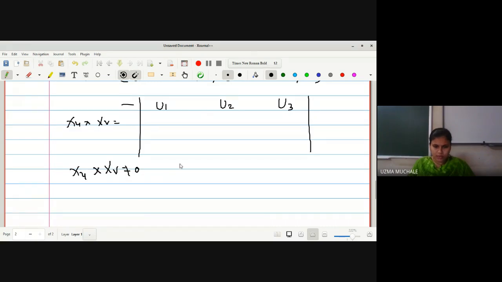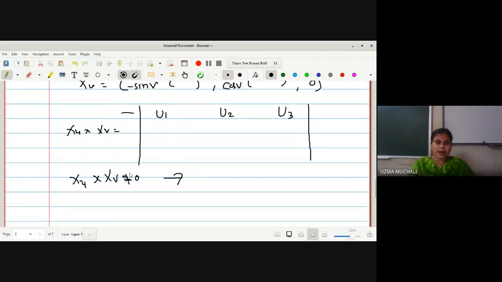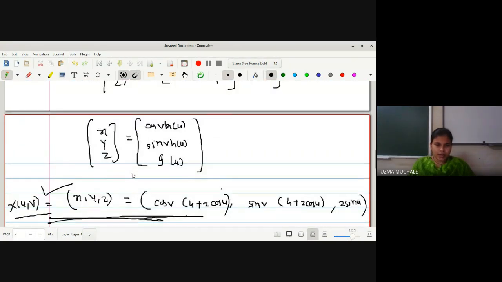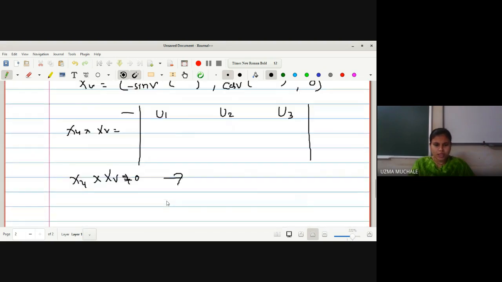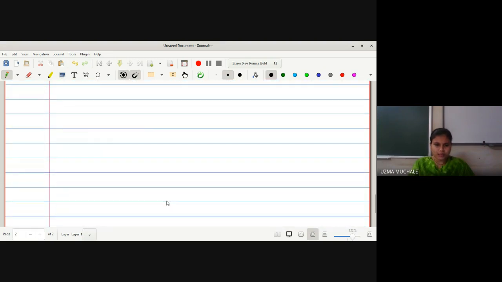I will leave this out for you because you can check out what are the coefficients of u1, u2 and u3, and this is what our parameterization, that is the values of x, y, z, whatever we get, writing in terms of parameter, it's called a parameterization. So up to this one it is okay, and if you want to check a regularity, you can check xu cross xv is non-zero.